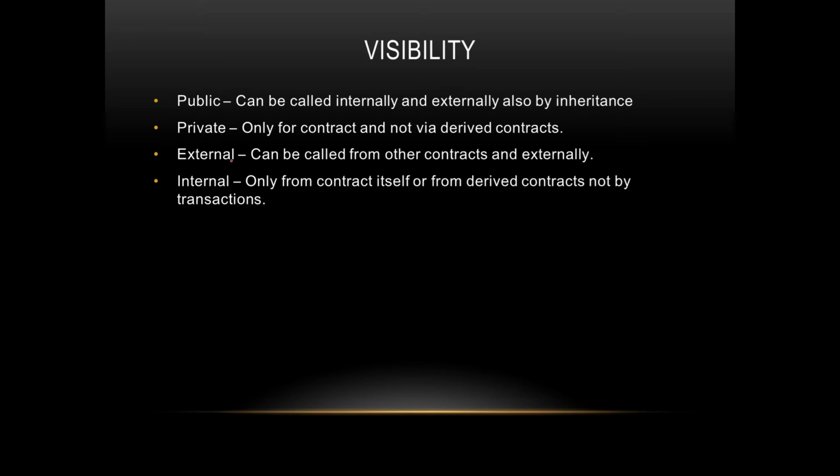Then the external function. These can only be called from outside, like the outer deployment area, or from the functions which have inherited them. You can't call it internally or from the same smart contract. Then the internal. Internal is basically only from the contract itself or from the derived contracts. It is basically some kind of protected.